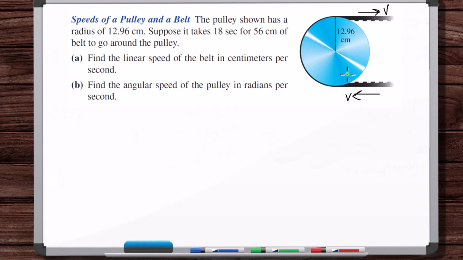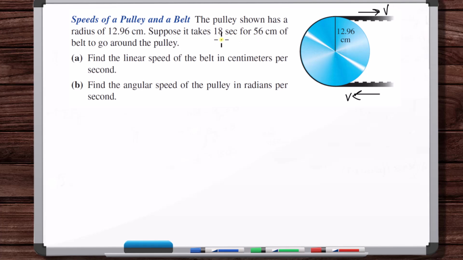Let's keep it simple. The pulley radius is 12.96 centimeters, and it takes 18 seconds for 56 centimeters of belt to go around the pulley. So what is that telling us? Does that allow us to get angular velocity? Well, no, because it's giving us a distance, not an angle, not revolutions or radians. It's giving us a distance in a certain amount of time. That's a traditional speed, a traditional velocity. So can we just take 56 and divide it by 18?